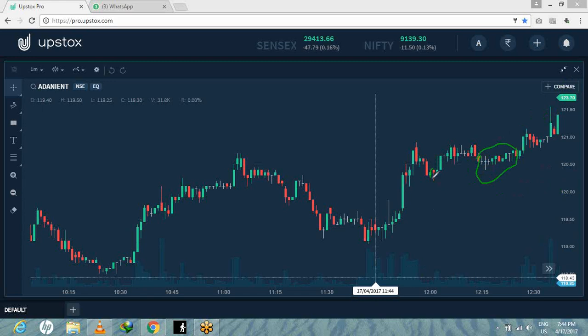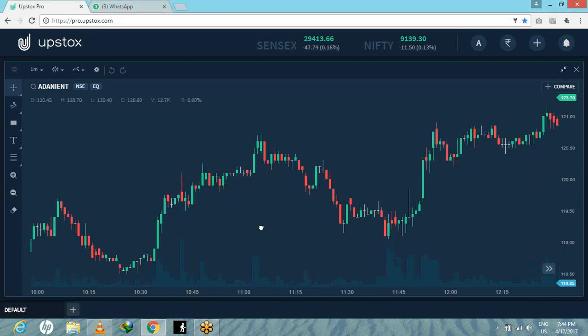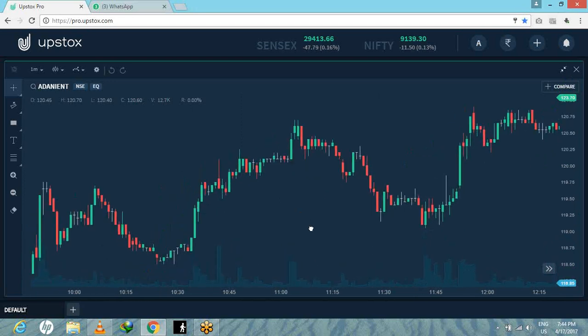See here again, one small bullish pin bar. This is not that good, but you can consider it. Okay, one more thing I can show you.